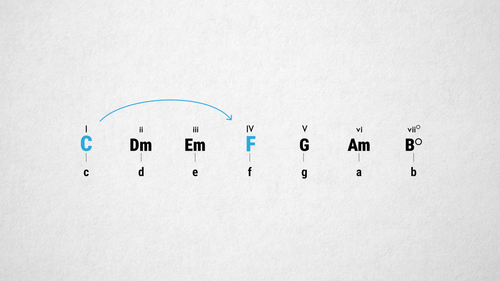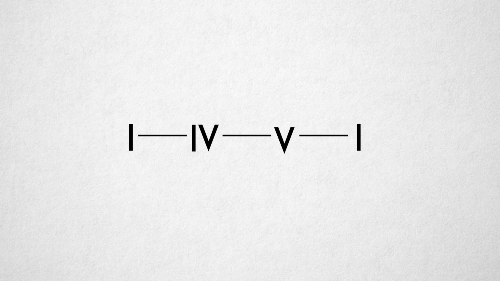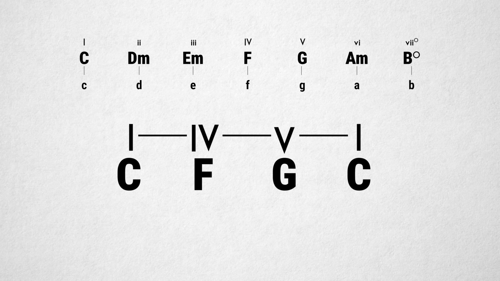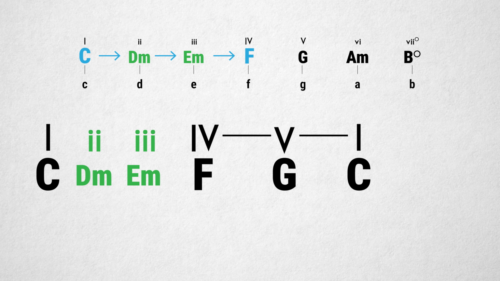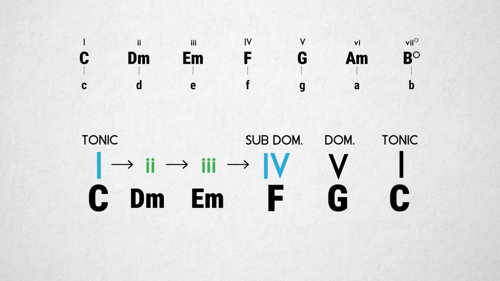We'll just fill up the space between the chords with the chords that lie in between those chords. Look at this 1-4-5-1 progression in C major. Going from C major to F major, we'll fill up the space with the D minor 7 and E minor 7 chord. And so we get the stepwise motion.